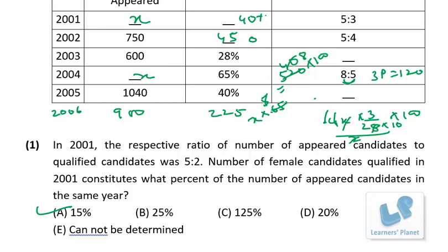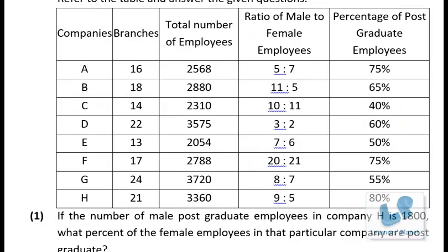So all the questions in this set are done. Now next set, 5 questions in this set. Let's see, there are companies from A to H, and we have their total number of branches, total number of employees, male to female ratio, and percentage of postgraduate employees.